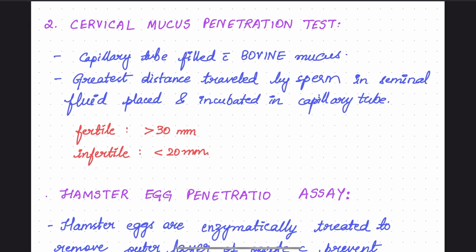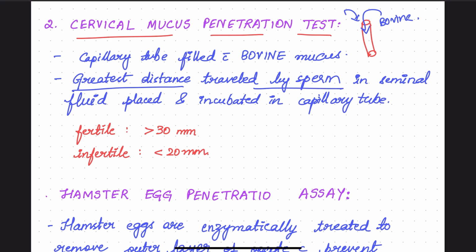Another test is cervical mucus penetration test. In this, you take a capillary tube. First, this is filled with bovine mucus, and you add the semen sample from the male partner and you measure the greatest distance traveled by sperm in the seminal fluid placed in capillary tube.